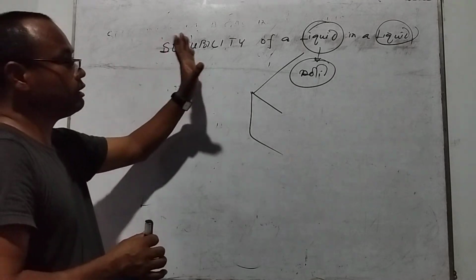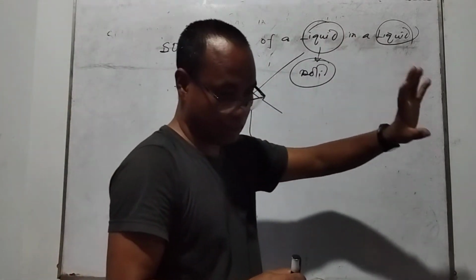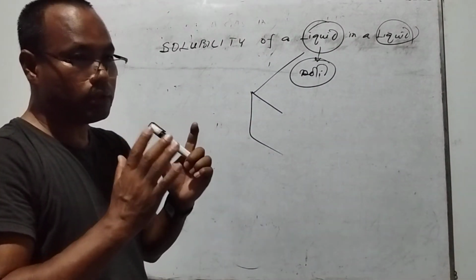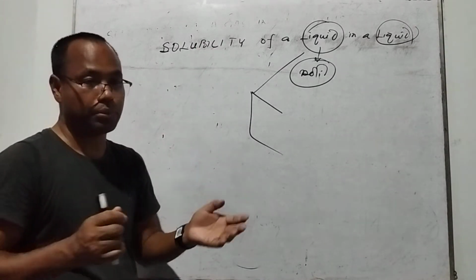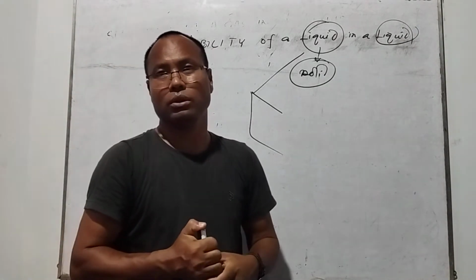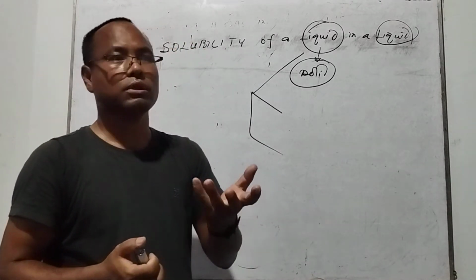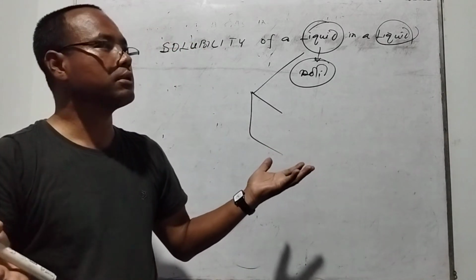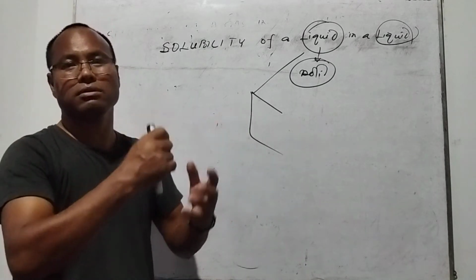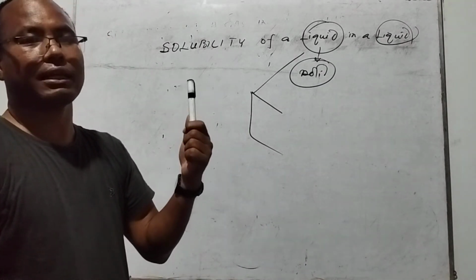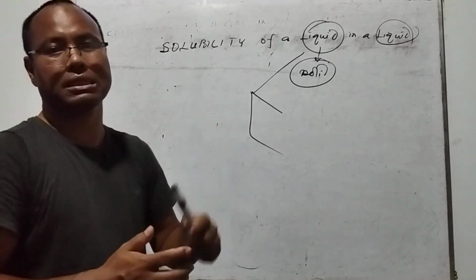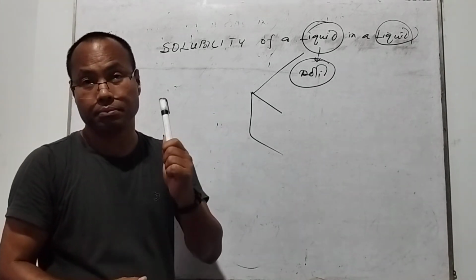So, solubility of a liquid in a liquid. Liquid itself, as we know, has different physical properties. I think you remember the physical characteristic properties of the liquid. The most important physical characteristic property is the vapor pressure.